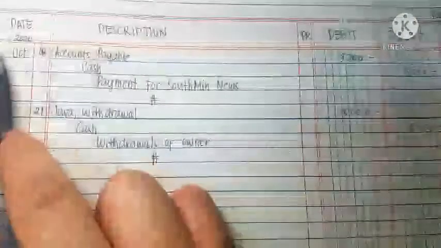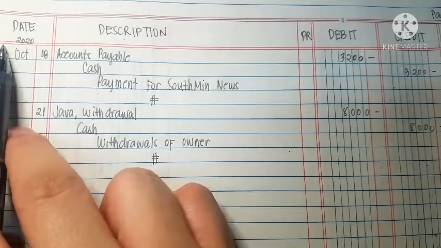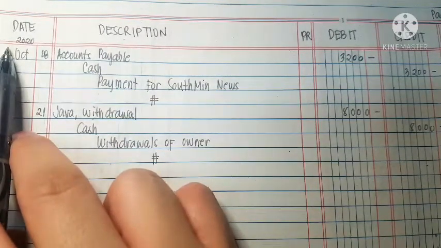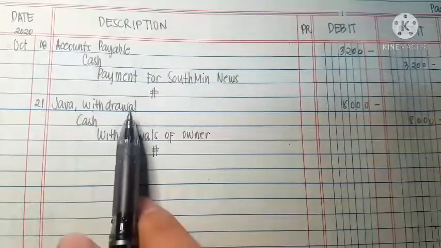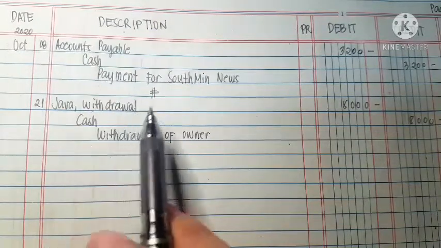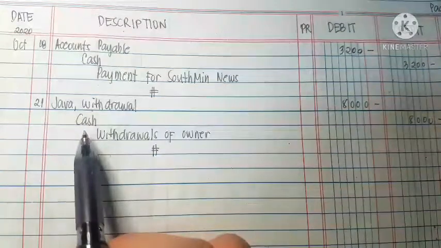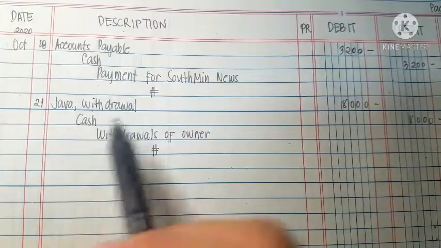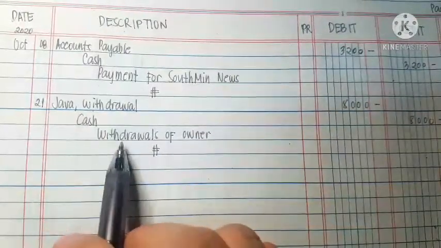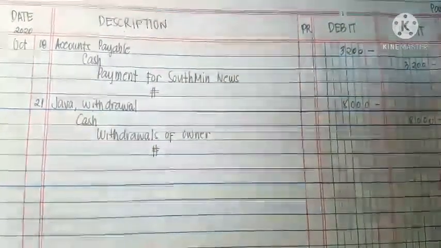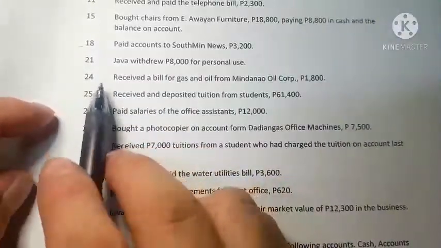On October 21, 2020, there is a decrease in equity, particularly Java withdrawals. So we debit Java withdrawals for 8,000, and there is a corresponding decrease in assets, particularly cash. So we credit cash for 8,000. Explanation: withdrawals of owner.